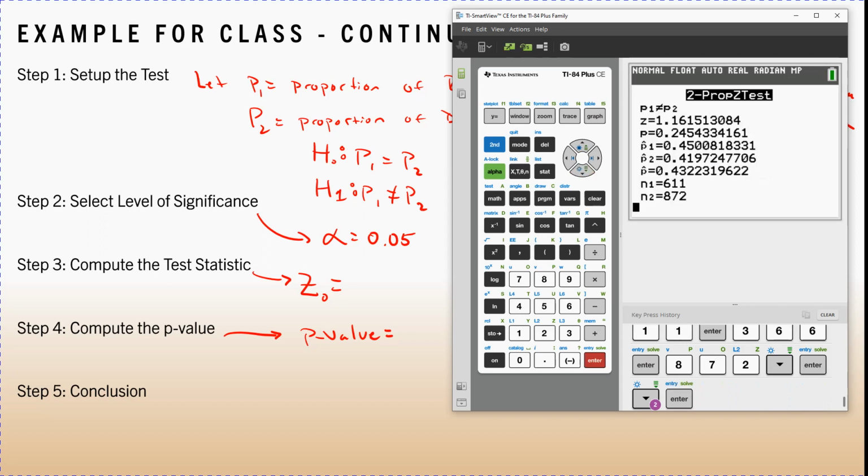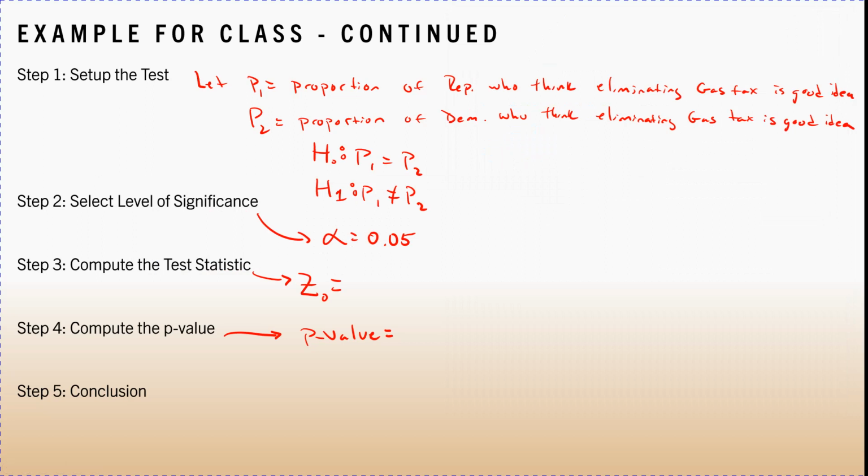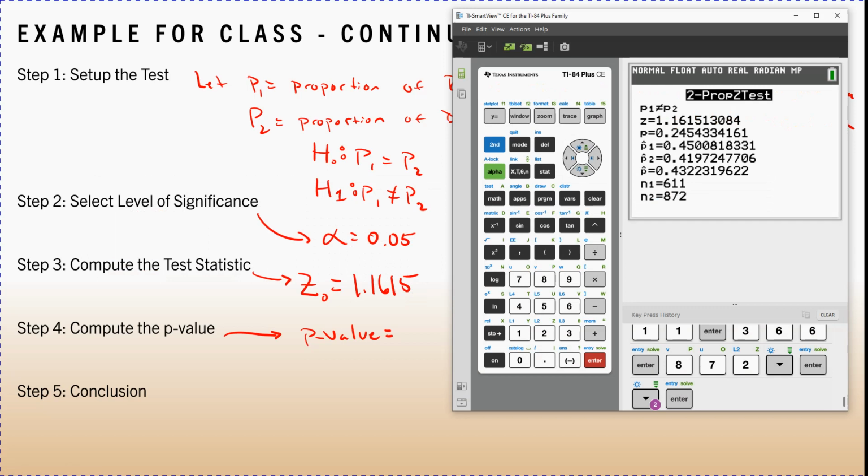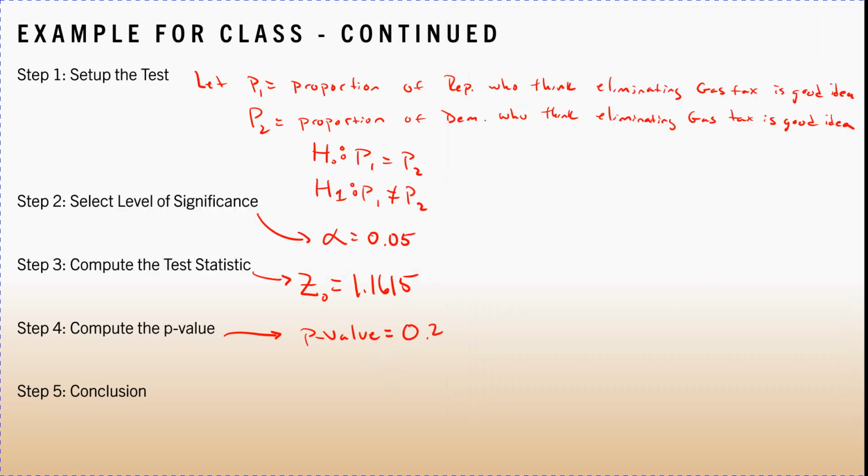You can see there's a lot of information here. You can see it actually calculates p hat 1 and p hat 2 for you as I did. But it's saying the test statistic is 1.1615. And the p-value here is 0.2454. So guess what? You failed to reject the null.